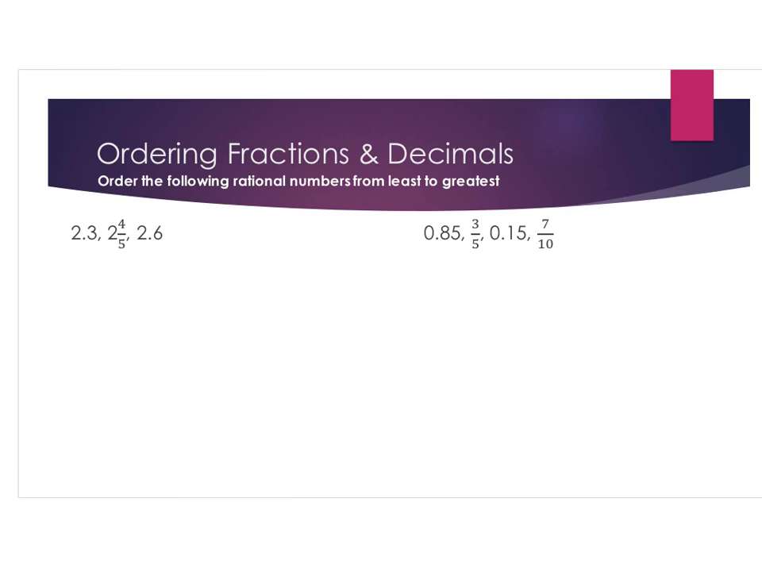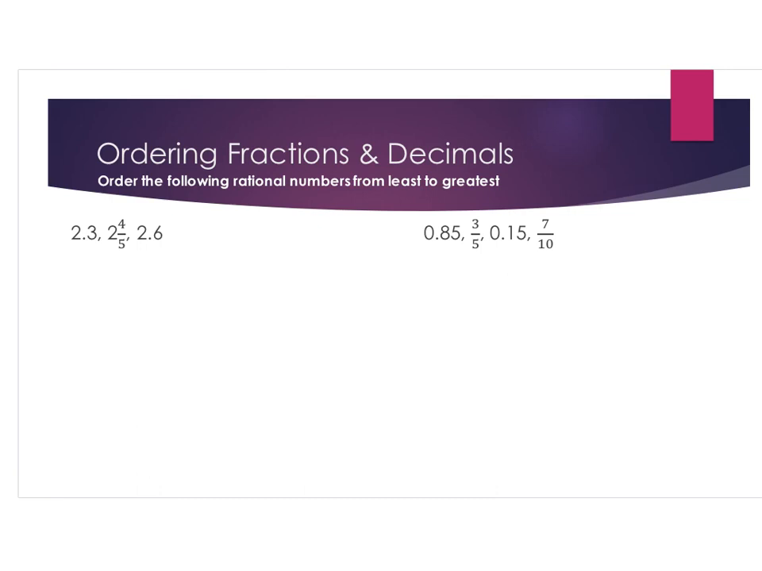Here I have some instructions that say order the following rational numbers from least to greatest. So here I have decimals and I have fractions, and I have to order these numbers from least to greatest. So let's start. We're going to do this first one together, and then you're going to try this one on your own. I have 2.3, 2 4/5, and 2.6.